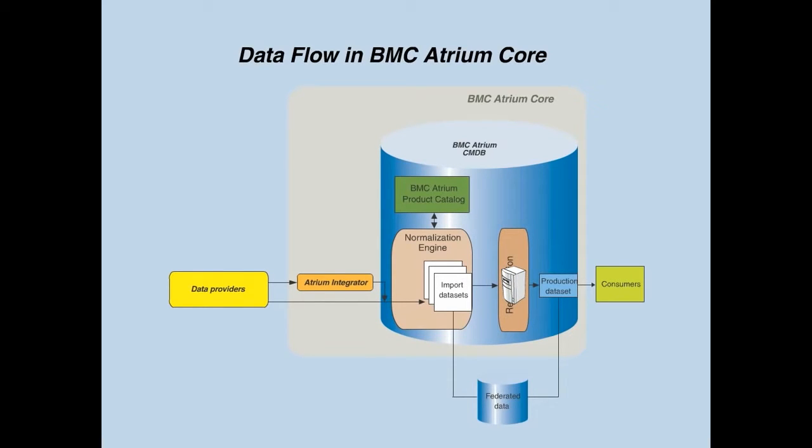Lastly, the reconciliation engine finds matching CIs in your production dataset and other import datasets that represent the same real-world item, then merges the matching CIs into a single CI in the production dataset, taking attribute values from each dataset according to precedence rules. Once in the production dataset, BMC Remedy Asset Management and other data consumers can safely use the CI.